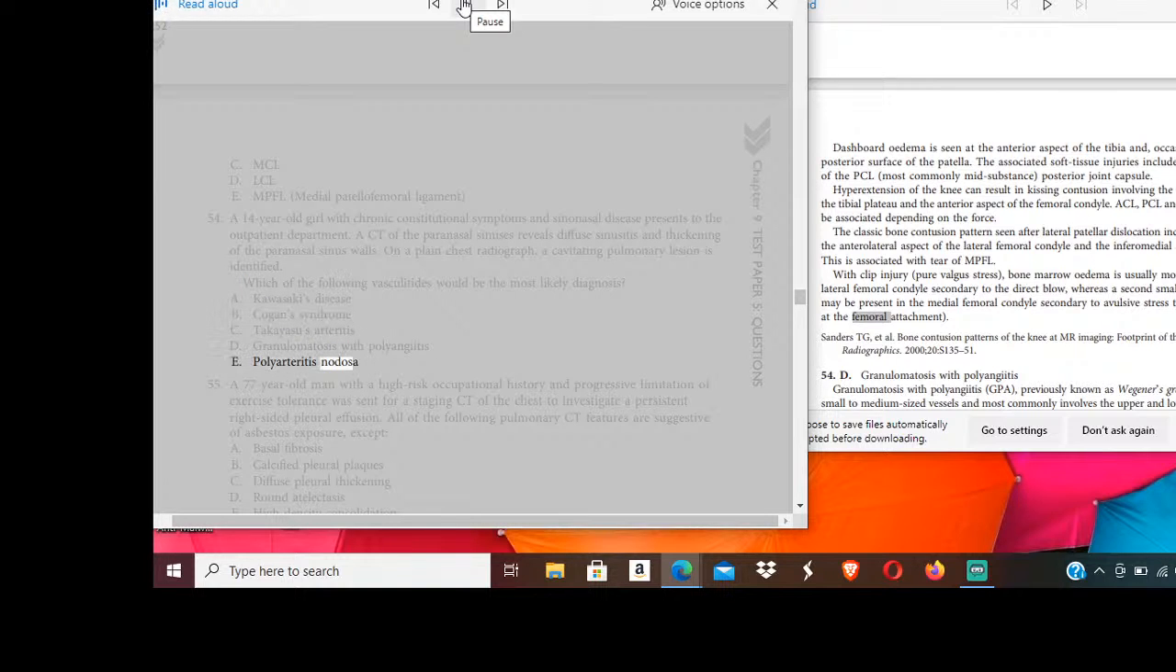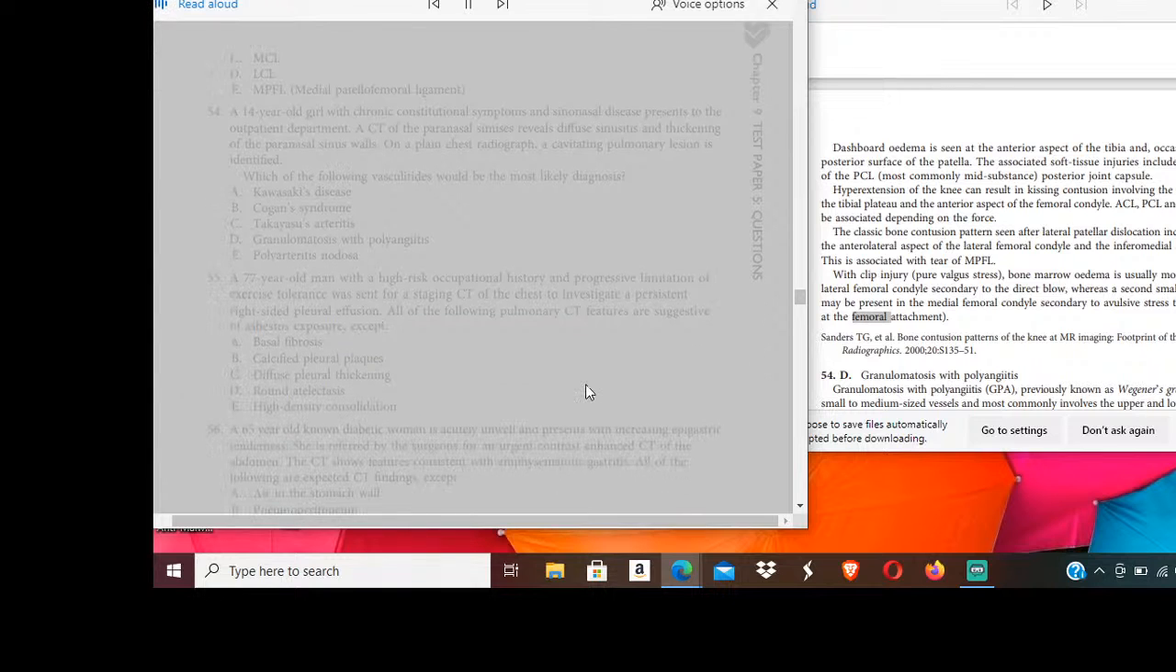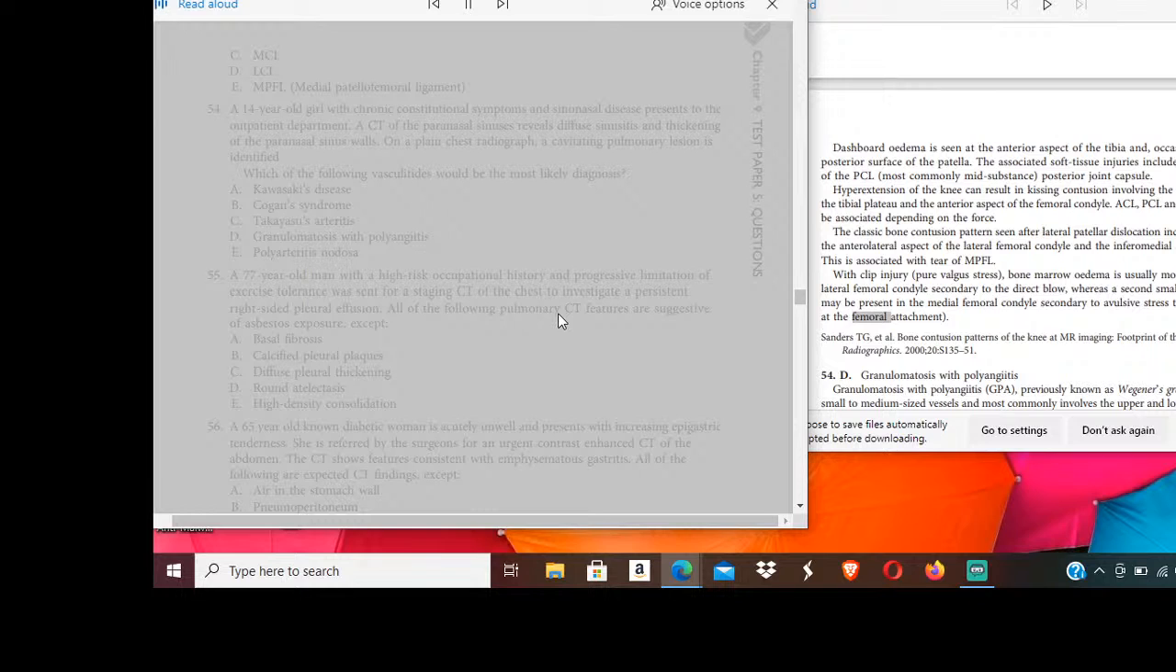E. Polyarteritis nodosa. 55. A 77-year-old man with a high-risk occupational history and progressive limitation of exercise tolerance was sent for a staging CT of the chest to investigate a persistent right-sided pleural effusion. All of the following pulmonary CT features are suggestive of asbestos exposure, except A. Basal fibrosis. B. Calcified pleural plaque. C. Diffuse pleural thickening. D. Round atelectasis. E. High-density consolidation. 56. A 65.